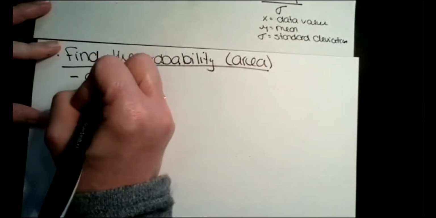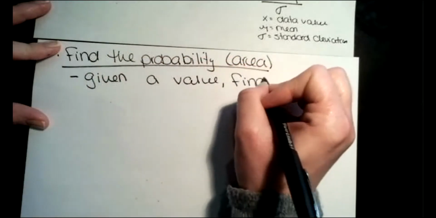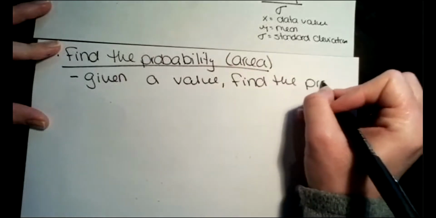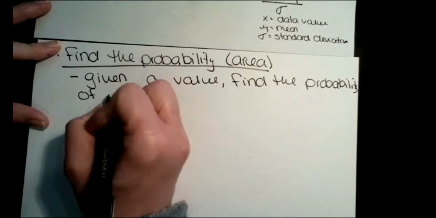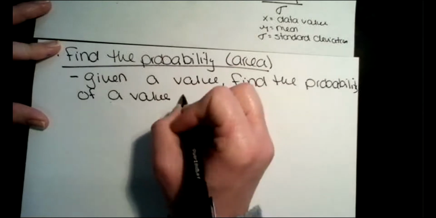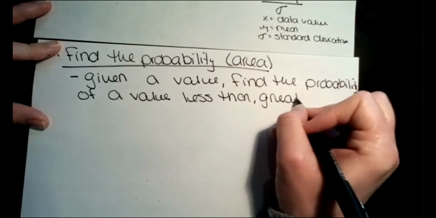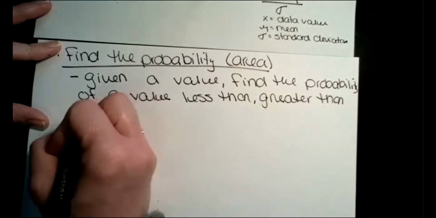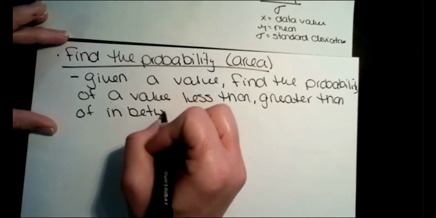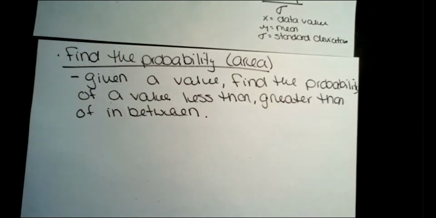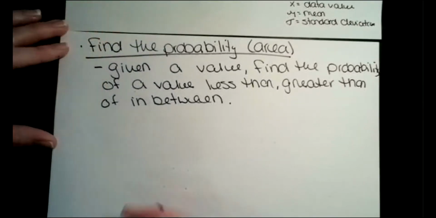So if we are given a value, we can find the probability of a value less than, or greater than, or in between. And I want to show you this, and I want to address these three. So what we're going to do, we'll take a look at an example right away and work through it.